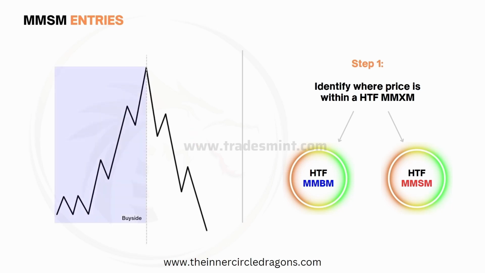Once you have established whether you are in a market maker buy model or a market maker sell model on the higher time frame, you then need to establish what side of the market maker model you are on. Are you on the buy side of the curve? And has the buy side objective not yet been complete? And therefore, do we have room to travel higher? Again, understanding market narrative here is incredibly important.